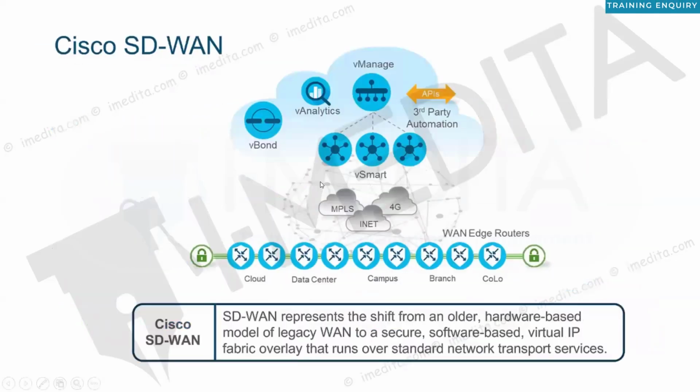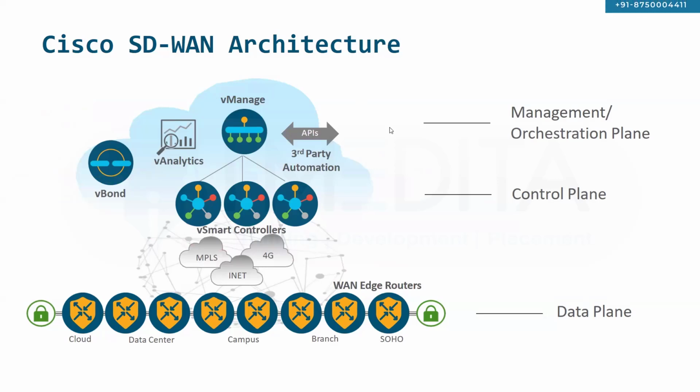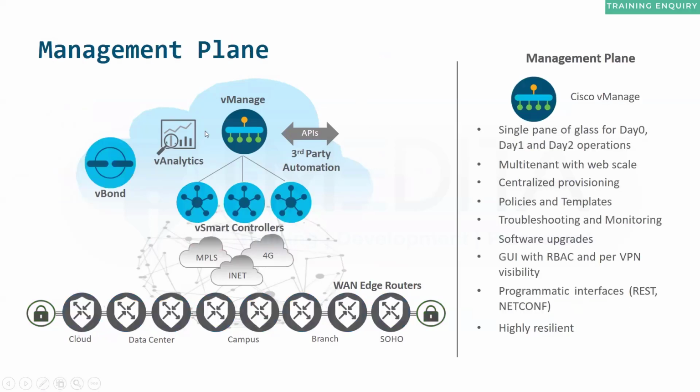I'll go back here, and now since we are going through this architecture, let's start talking about each component individually. Like I spoke about the management plane, which is also known as vManage. As I told you, vManage is a single pane of glass for day 0, day 1, day 2 operations. So whatever you want to perform in your Cisco SD-WAN architecture, you will be doing it from the vManage. Whether you are doing monitoring, performing troubleshooting, or making configurations, everything will be done from the vManage.